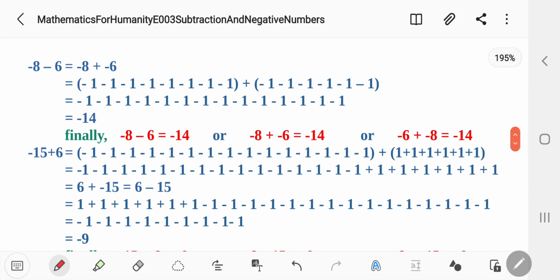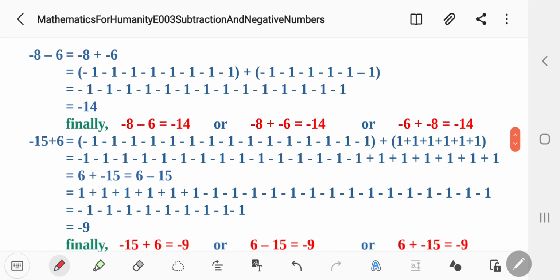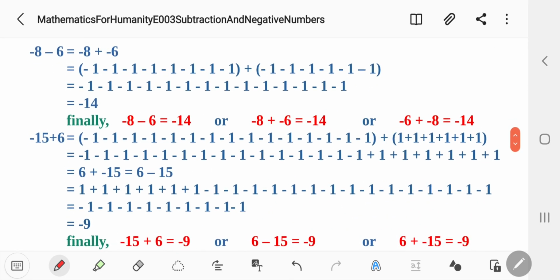How about negative 8 minus 6? Negative 8 minus 6, you can write that as negative 8 plus negative 6. So you write negative 8 as 8 negative ones here: negative 1, minus 1, minus 1, minus 1, minus 1, minus 1, minus 1, minus 1, plus negative 6 as minus 1, minus 1, minus 1, minus 1, minus 1, minus 1. So if you put them together without the parentheses, you take this out, take that out, take that out.